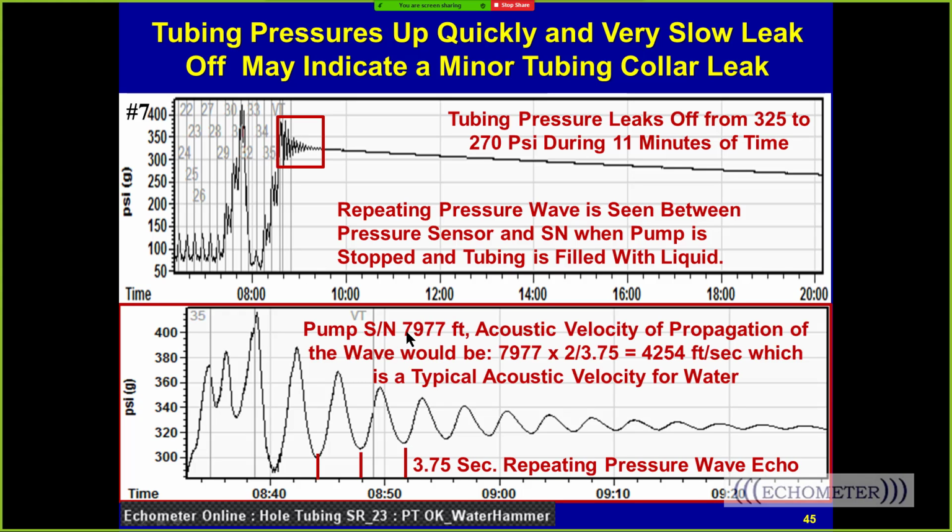And the pump depth is 7,977 feet, and it went down and back. So down the tubing, back up the tubing, times 2, divided by the time, equals the acoustic velocity of the water at 4,254 feet per second. So these repeating echo pressure waves are due to a sudden closing of flow at the surface, creating a sudden impact, and that echoes up and down the tubing, which is probably normal. I mean, that's something that will happen when you close the valve. And it happens when the pump is full of liquid; it doesn't happen when there is gas in the pump.